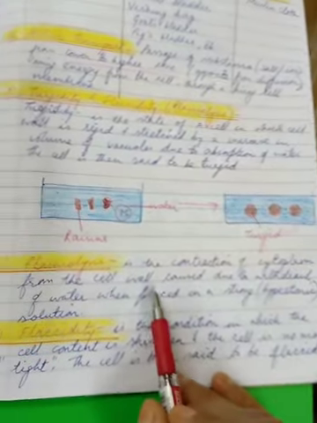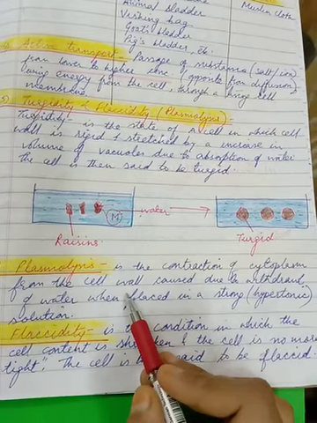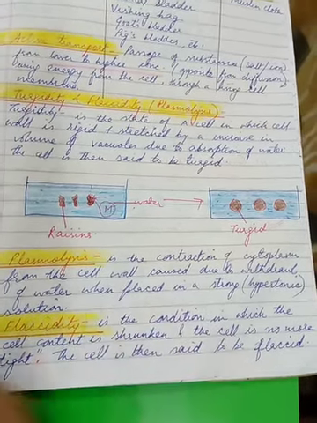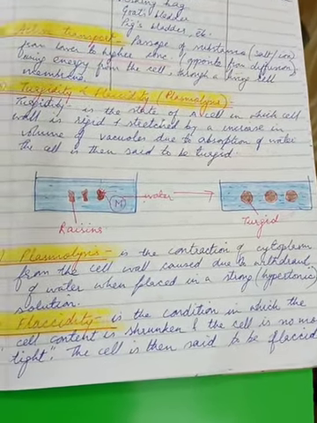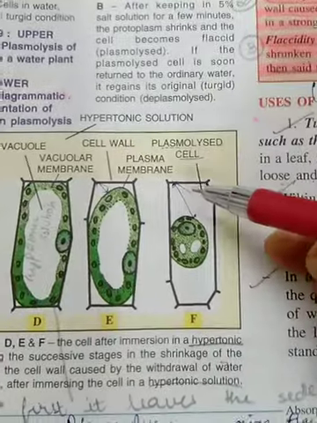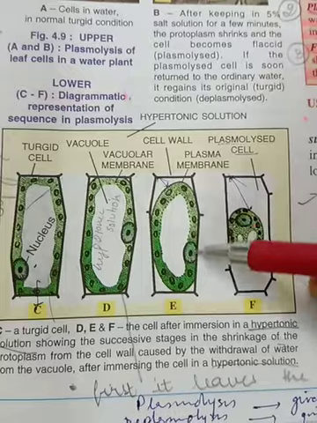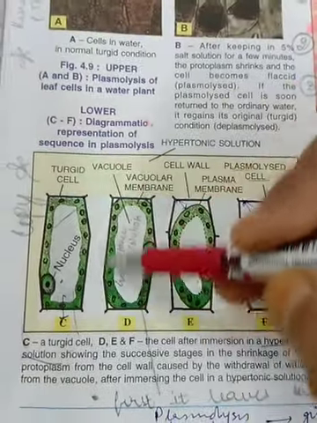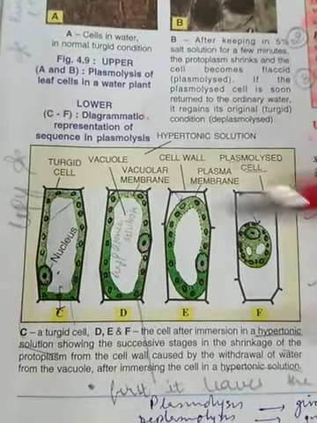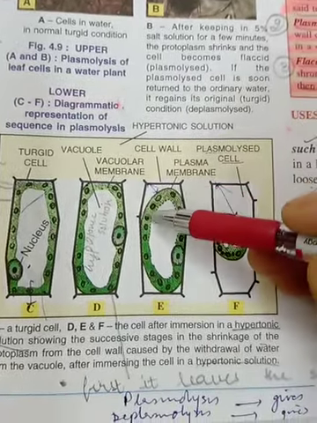Then, moving up to another term called plasmolysis. Plasmolysis is the contraction of cytoplasm from the cell wall due to withdrawal of water when placed in a strong hypertonic solution. The same thing we are talking, children. Try to see this. If you observe this, children, cell wall is at its own place. Cell wall is intact. But suppose this cell has been dipped in a strong concentrated solution. The cell membrane starts leaving the cell wall. See, the cell membrane has come here.